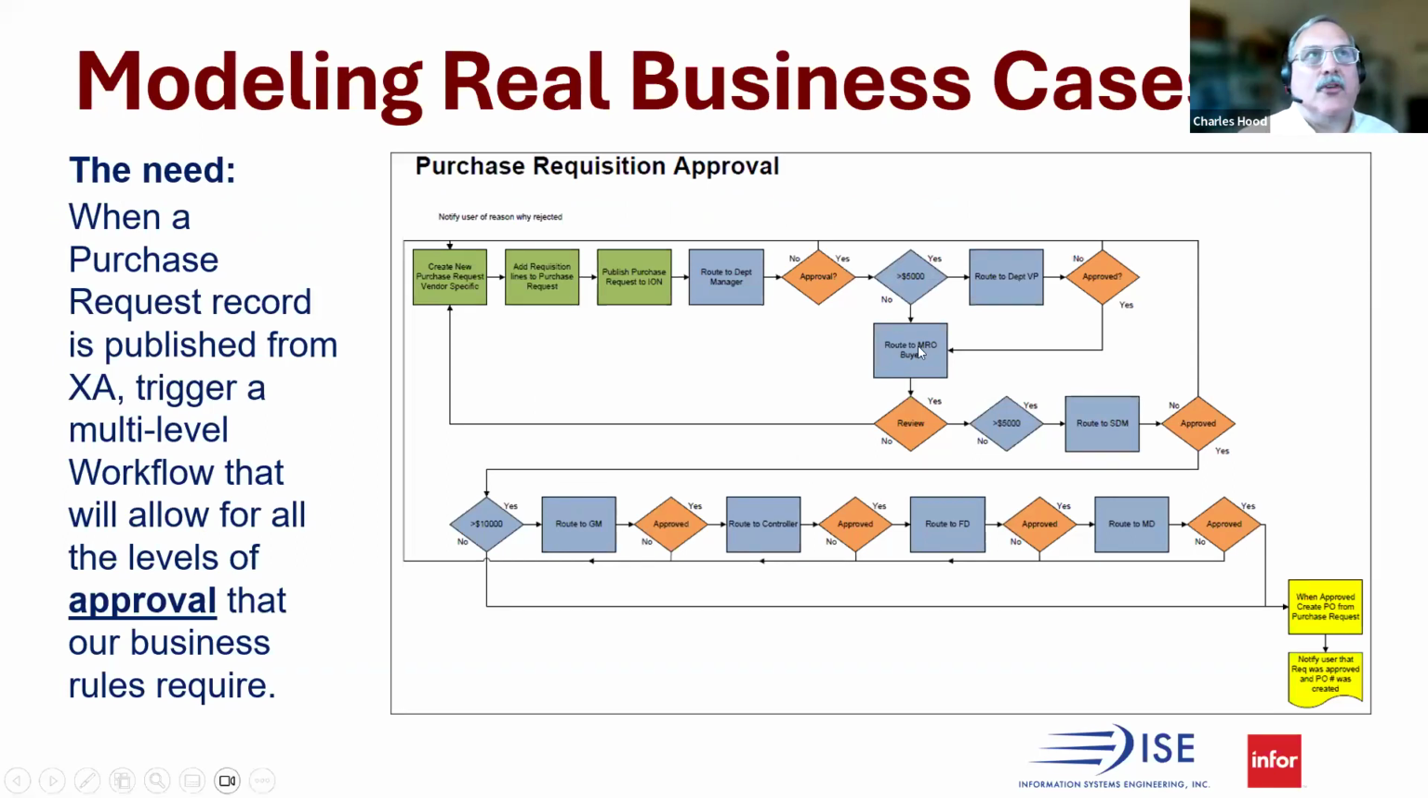So whenever one of those purchase requests was published, it triggered this multi-level workflow that allowed for all levels of approval that the business rules required. So in a lot of these decisions, I don't know how well you can see it, but a lot of decisions were dollars.